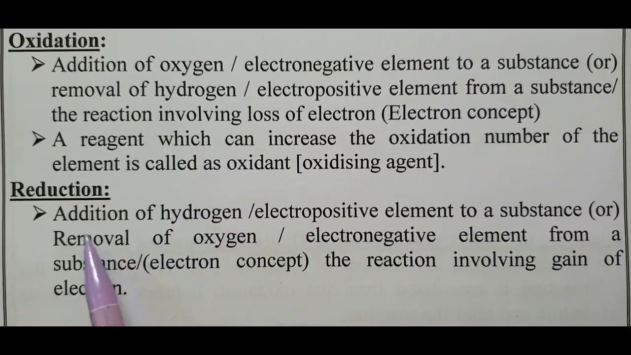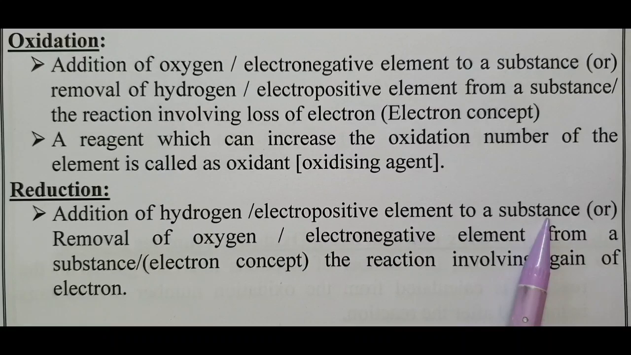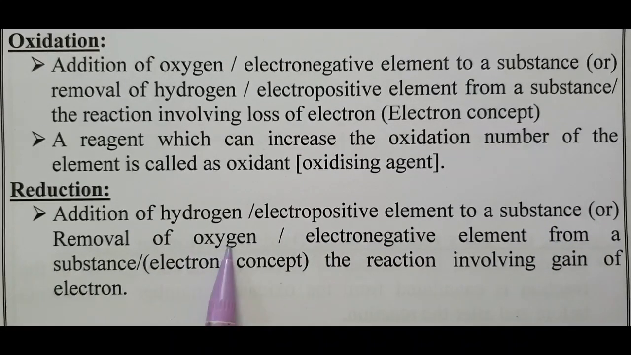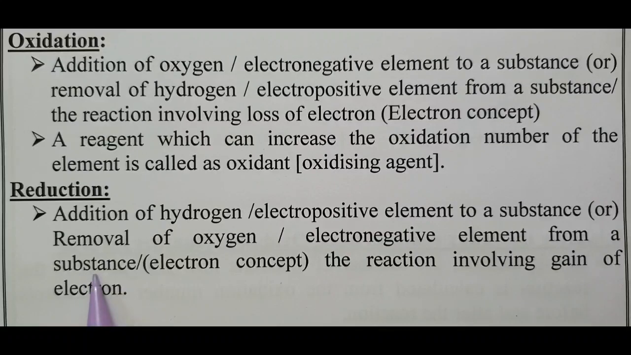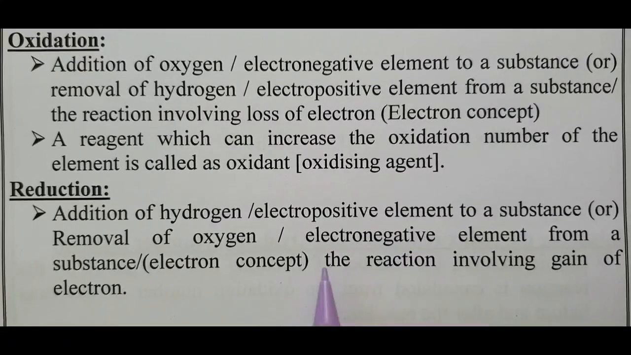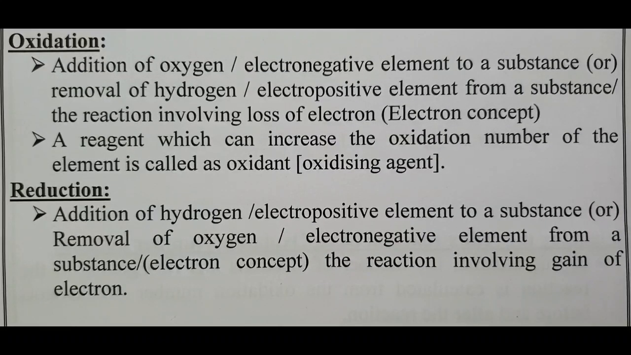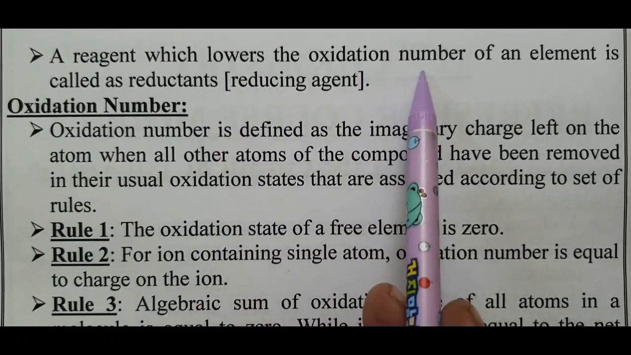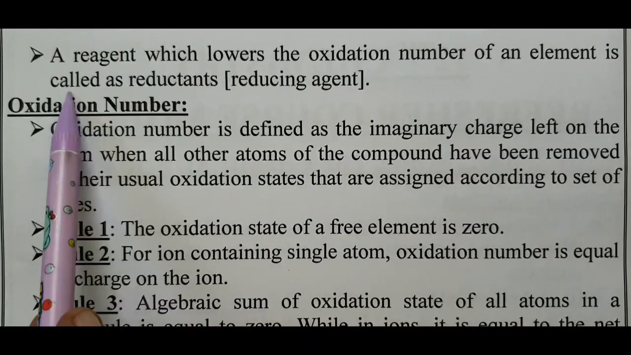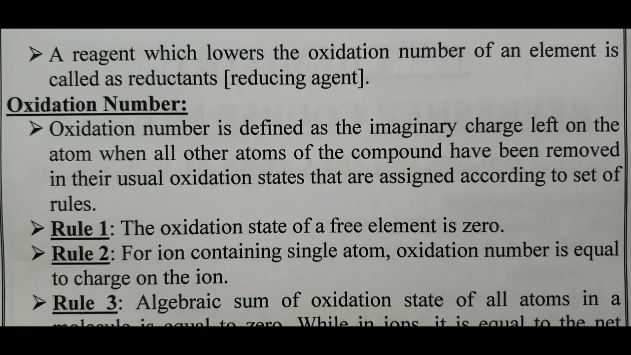Opposite to oxidation. Addition of hydrogen, addition of an electropositive element to a substance, or removal of oxygen, or removal of an electronegative element from a substance. In the electronic concept, the reaction involving gain of electrons is called reduction. A reagent which lowers the oxidation number of an element is called a reductant, that means a reducing agent.